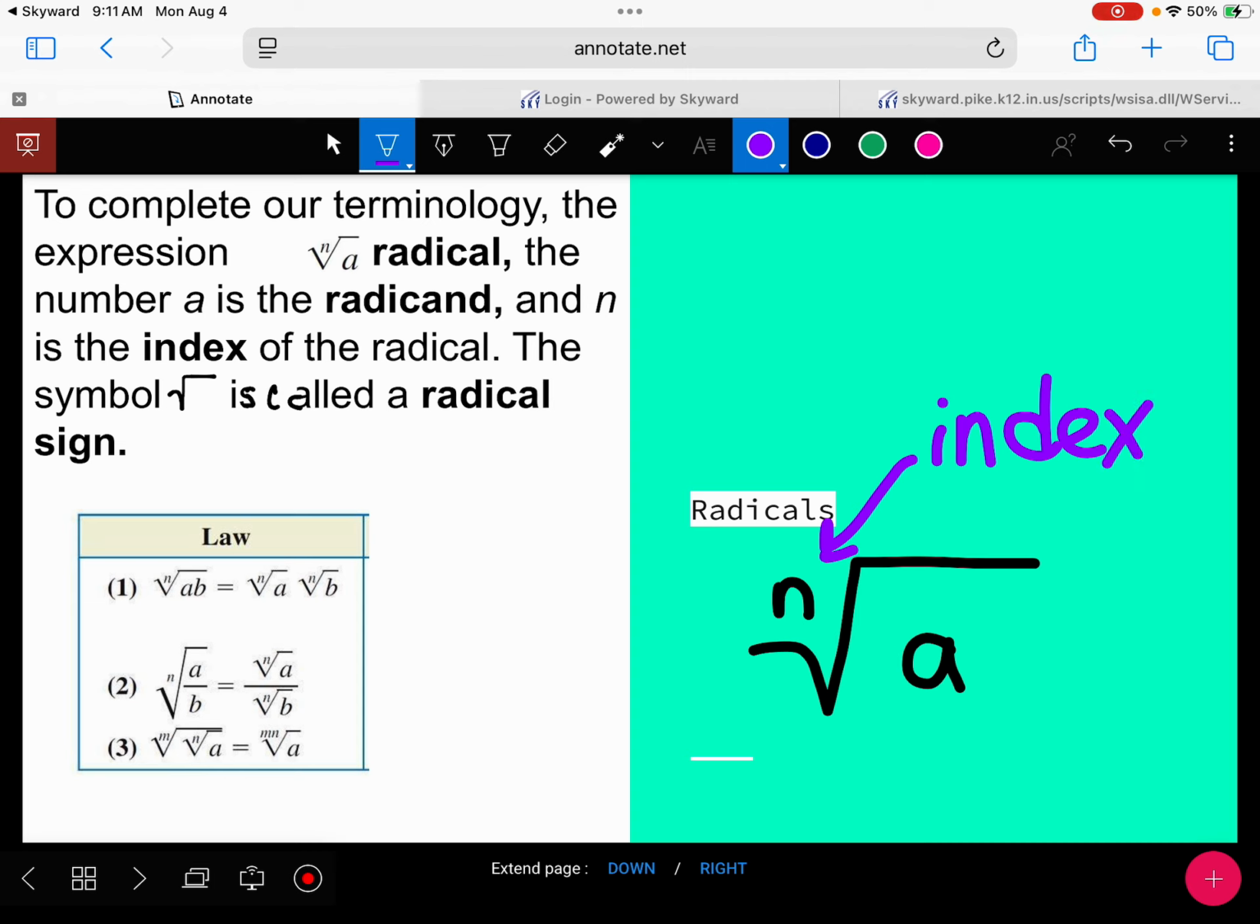And that'll tell us whether it's a square root, cube root, fourth root, things like that. And what that means is if it's a square root, we're getting pairs of numbers out. If it's a cube root, we're getting groups of 3 out. If it's a fourth root, we're getting groups of 4 out when we're trying to simplify it.